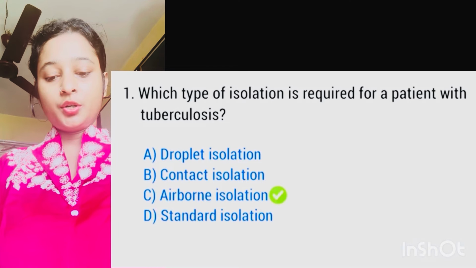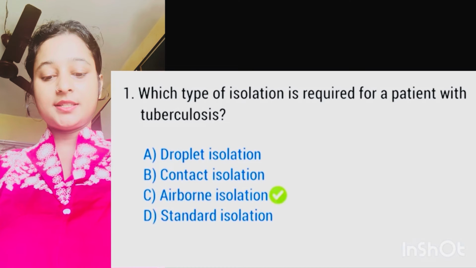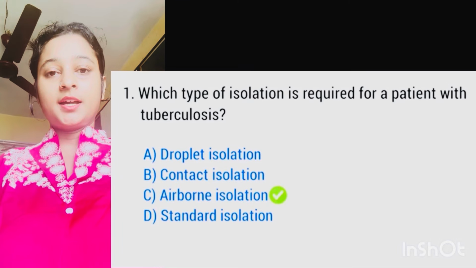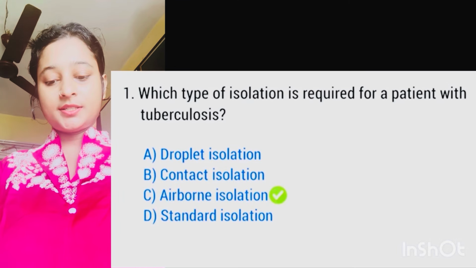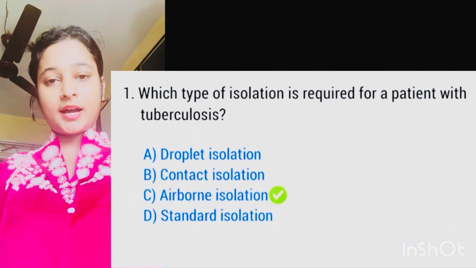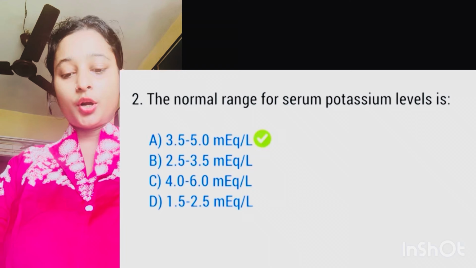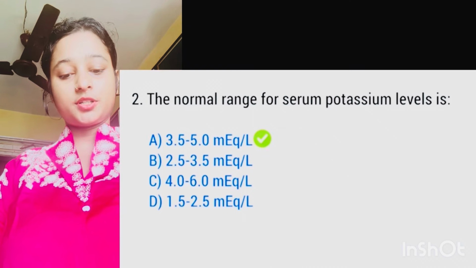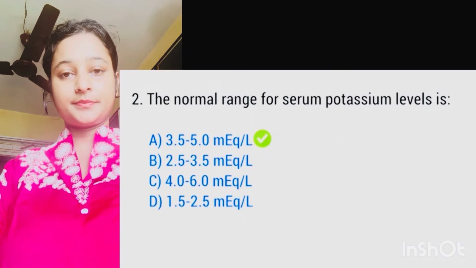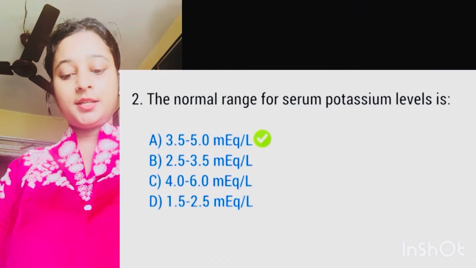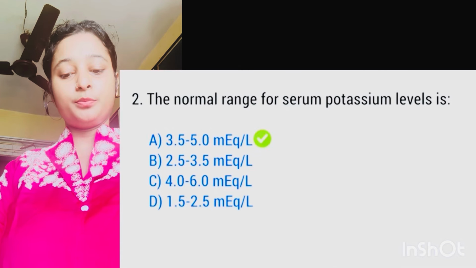Question number 1. Which type of isolation is required for a patient with tuberculosis? Here, correct option is option C, airborne isolation. Question number 2. The normal range for serum potassium level is? Here, correct option is option A, 3.5 to 5.0 milliequivalent per liter.